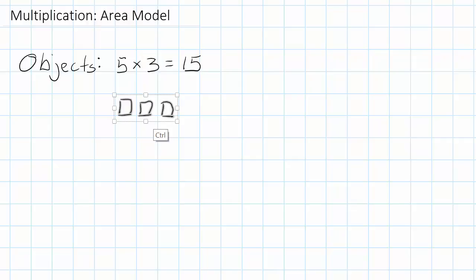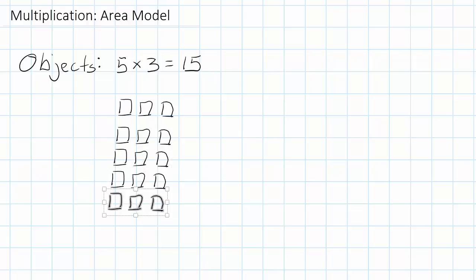Let's think about the way that we chose to draw the objects when we were thinking about the object model for multiplication. If we wanted to model 5 times 3 equals 15, we would draw 3 objects, and then we would look at 5 copies of that. So 1, 2, 3, 4, 5. Notice how we chose to draw these. We didn't line them up end to end.